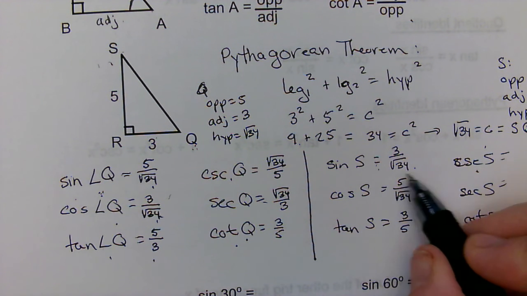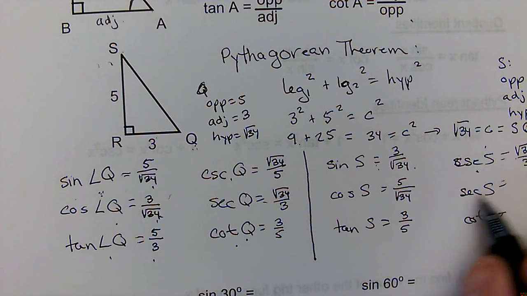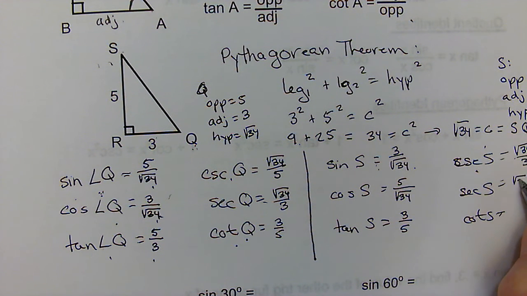Cosecant is the reciprocal of sine, excuse my dog, is the square root of 34 over 3. Secant is the reciprocal of cosine, which is the square root of 34 over 5. And cotangent is the reciprocal of tangent, which is 5/3.